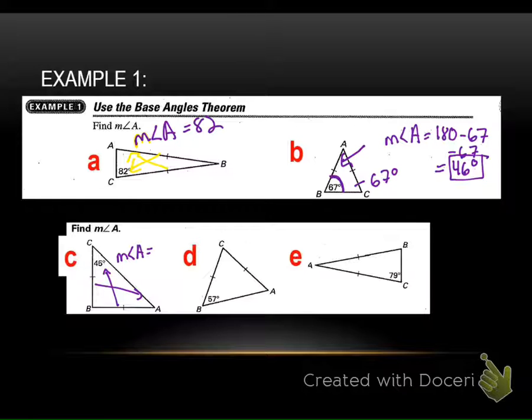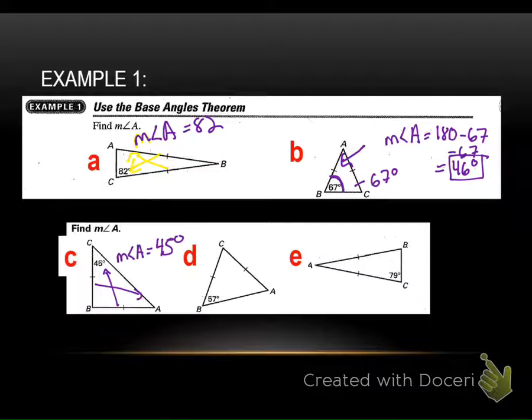Okay, so we have the measure of angle A, and we want to find that. So we know that we have opposite sides that are congruent, so the angles opposite of them are congruent. So if we know that C is 45 degrees, what's the measure of angle A? It has to be 45 degrees. That's right, because we have congruent sides, and the angles opposite of them are congruent.